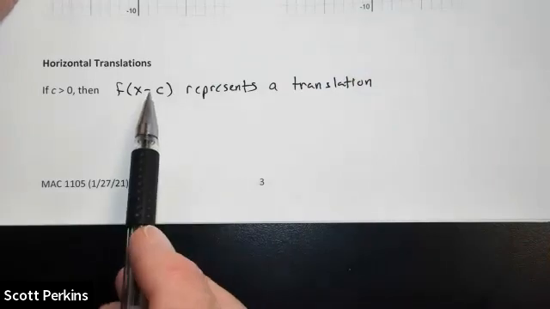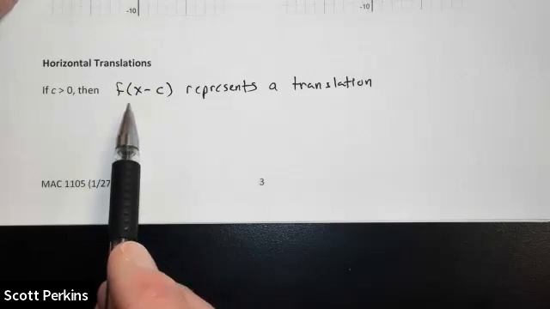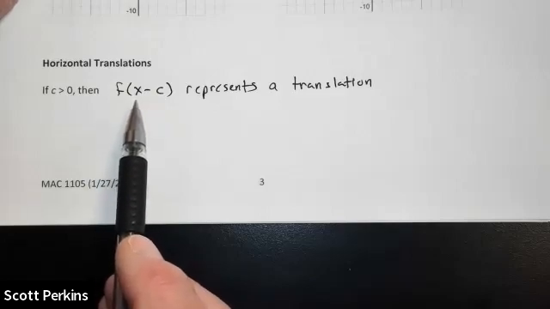Now notice my notation. My c is now being subtracted directly from the x. That's what tells you it's going to be horizontal. It's affecting the x's because it's in there with the x. Okay, do you notice the difference in notation versus the last one? That was outside the function.